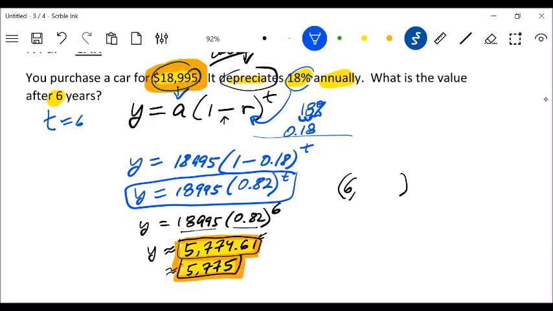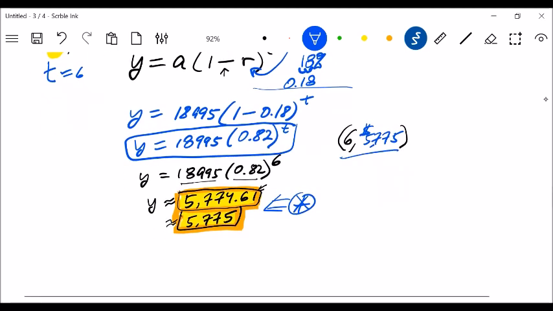Right? So I was going to put 5775 there. So that's the solution. Okay, either one of those. Let's do another type of one.